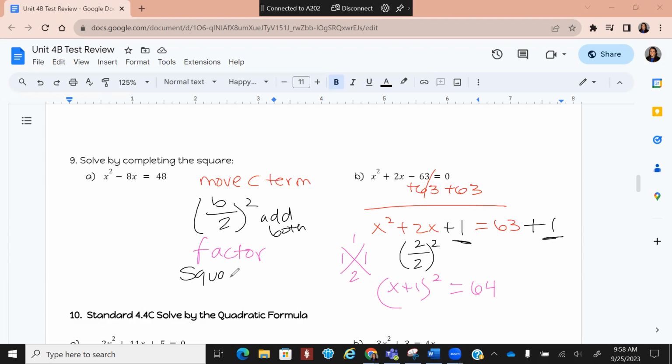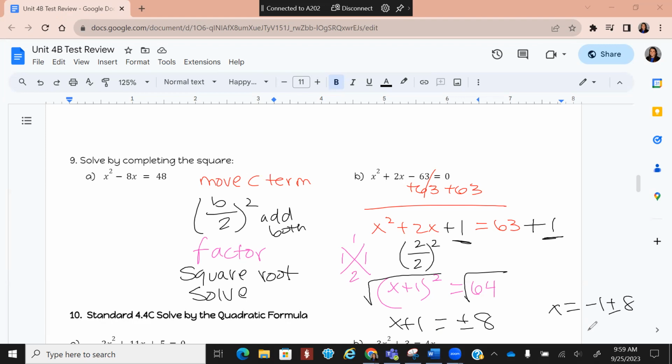So now we're going to take the square root of both sides, and then we're going to solve. When we take the square root of both sides, that's going to give me x plus 1 equals positive and negative 8. So if we move that 1 to the other side, that's going to give me x equals negative 1 plus or minus 8, which is 7 or negative 9.